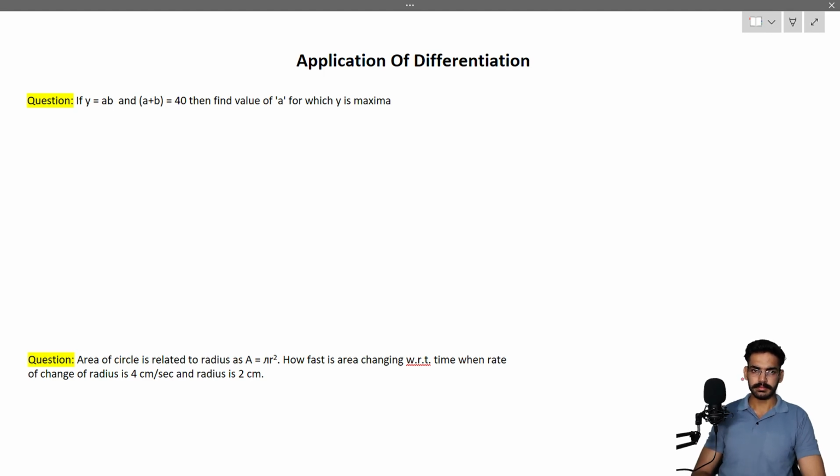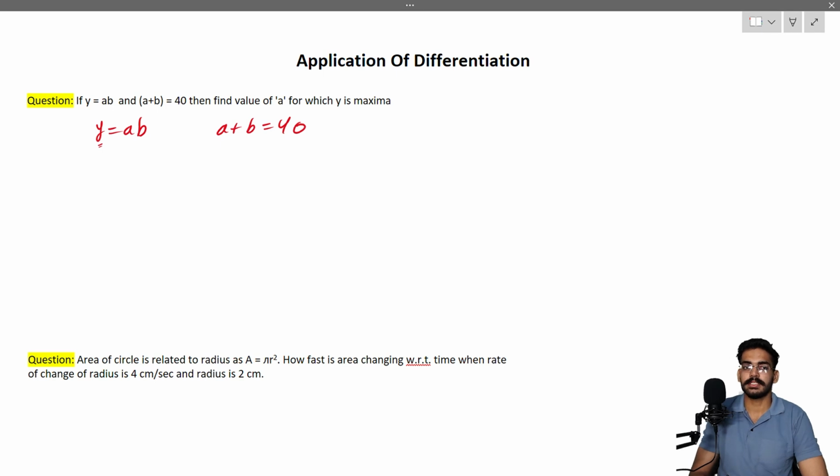If you have y equal to a into b, and you want to maximize y, where it is given that a plus b equal to 40. Let's say if you take a as 40, then b is 0, so y is going to be 0, right? But if you take a as 30 and b as 10, then y is going to be 30 into 10, so that is 300. Like that, if you change the values, y is going to change. So what is the maximum value of y? Now I want to maximize y.